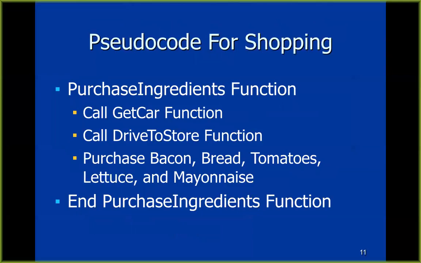Anyway, so here's the pseudocode for shopping. Purchase ingredients is one thing I have to do. That's going to call subroutines. You're going to call get car, unlock the garage, start the car, drive to store, purchase these items, end purchase ingredients. Now we can go on to chop up ingredients and heat up the stove and other functions. This is how you think. You think of everything that has to happen and what order it has to happen.